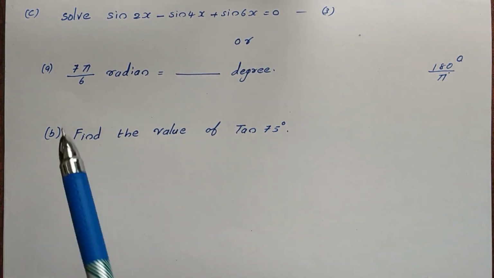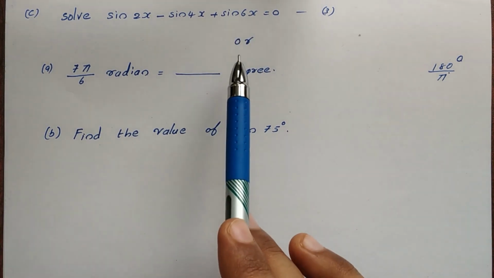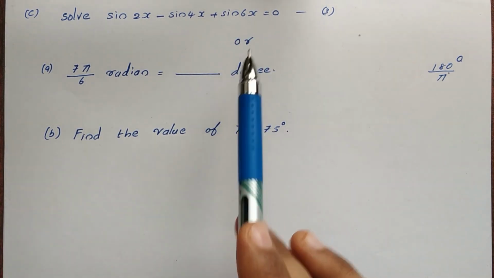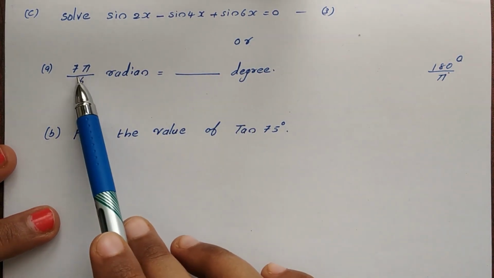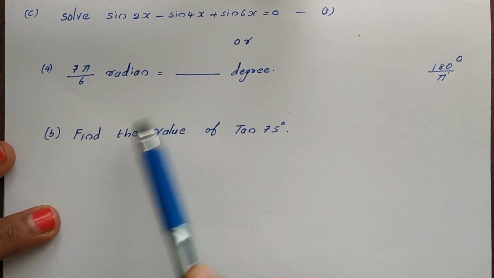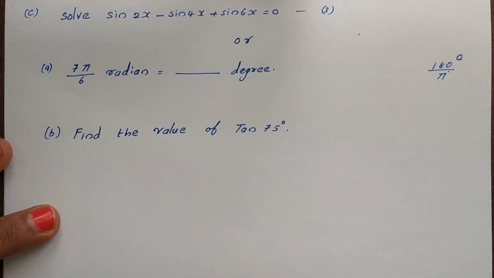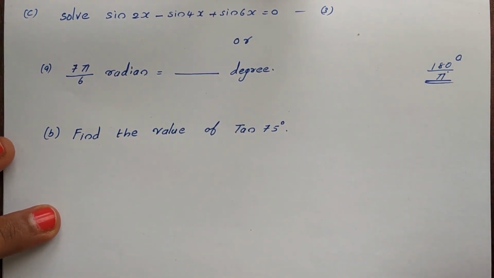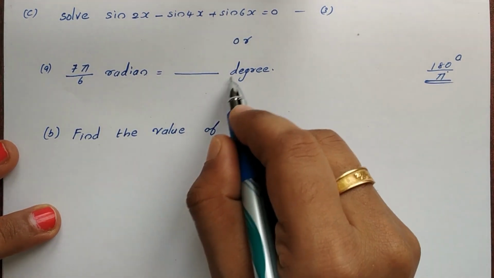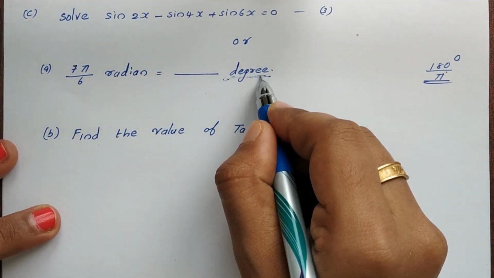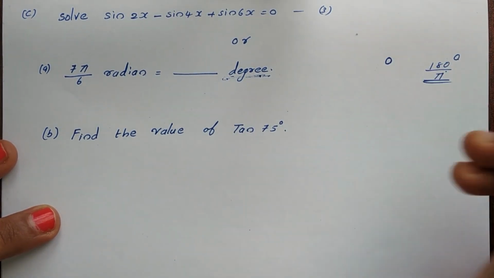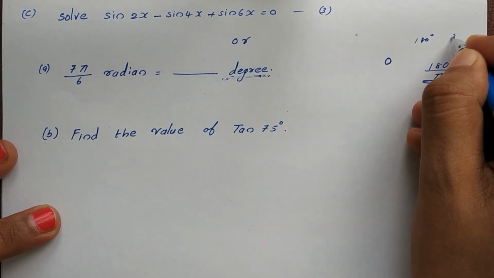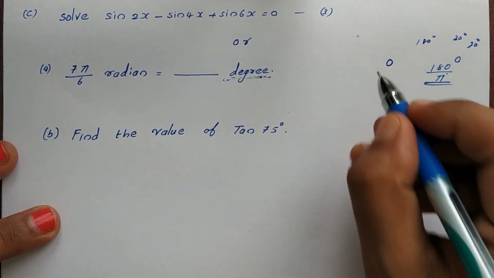Now we will do the next question. The first question is 7 pi by 6 radian. We will convert it to degrees. To convert to degrees, we multiply by 180 by pi. The answer in degrees is 210 degrees.